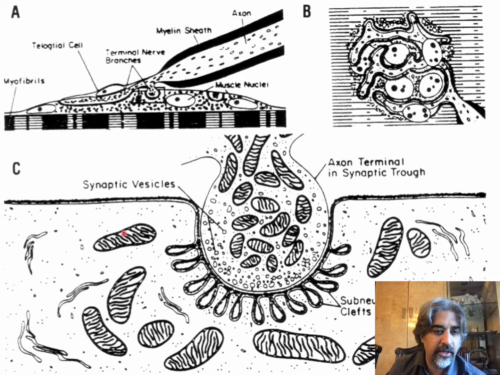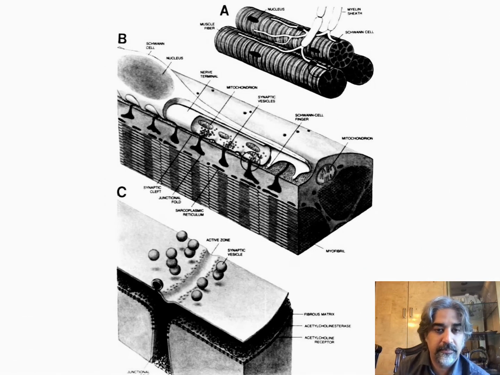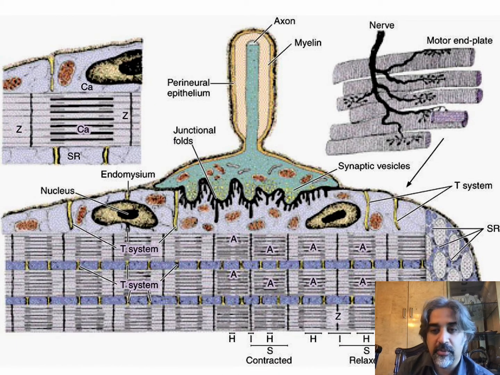You can see mitochondria inside the muscle membrane. This is the axon terminal. Then there's the synaptic space, and then there's the motor muscle end plate, which is the distal part of the neuromuscular junction. More cool pictures of neuromuscular junctions.